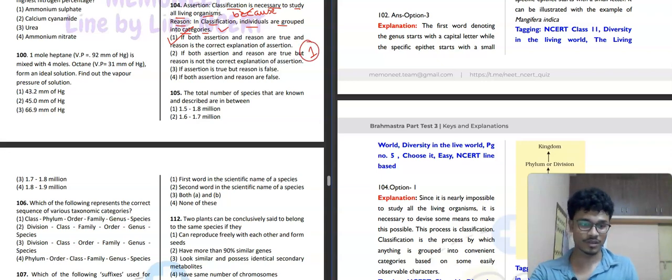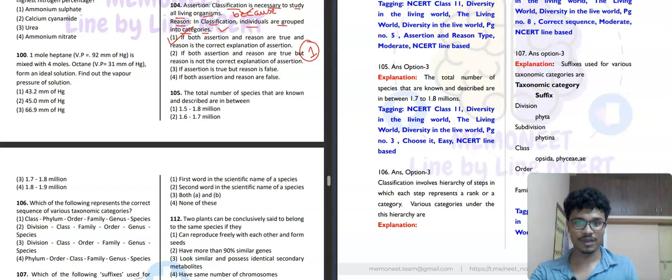Okay, moving towards the next question, 105. So the total number of species that are known and described is in between. Options given are 1.5 to 1.8 million, 1.6 to 1.7 million, 1.7 to 1.8 million, 1.8 to 1.9 million. So this is a typical NCERT data question. If you don't remember the data in NCERT, you can't attempt this question. So you need to remember those. So the third option here, 1.7 to 1.8 million, will be our correct answer for this question.